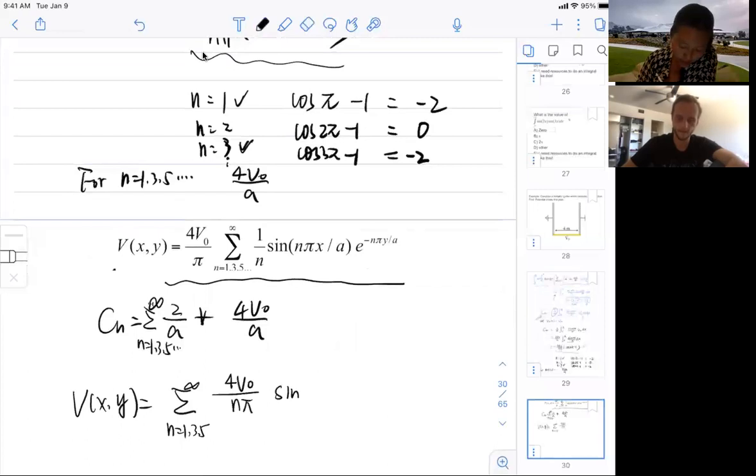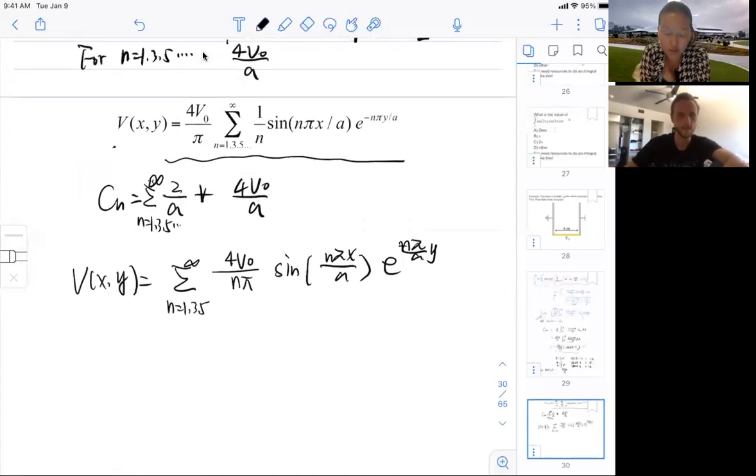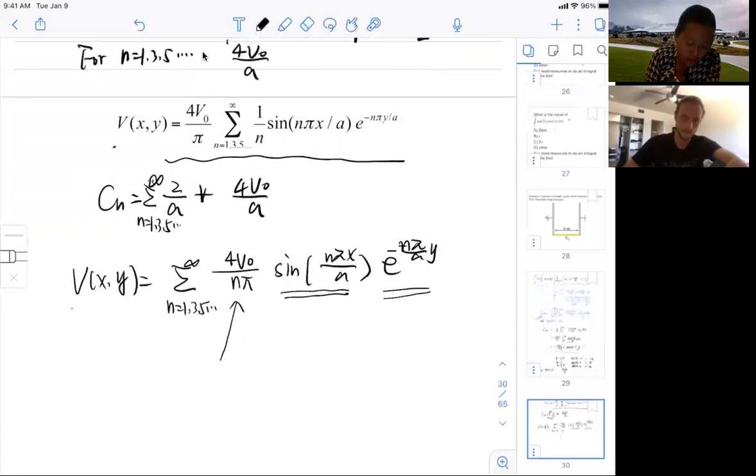And again, you have your sine function, you have your exponential for the y component. So it's going to be e to the minus n pi over a y. Okay, so this is our solution. We have picked out the n we need, and we have a sine function for the x. We have the e function for the y. And this is my final solution. Okay, a little bit more clear. All right, which is also written here.